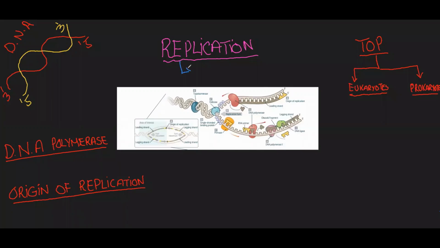Today I am going to discuss DNA replication. It is basically the formation of new DNA from previous DNA. DNA has two strands, and these two strands are anti-parallel to each other, meaning the 3' end of one DNA strand faces the 5' end of the other DNA strand. So both of these two strands are anti-parallel to each other.